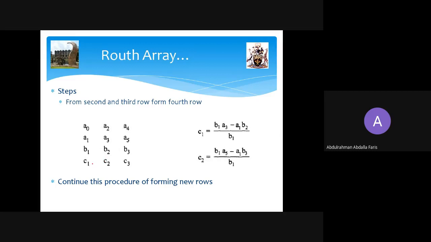Forming rows, like in here, C1, you go to B1, A3, and A1, B2. And then you divide by B here. For C2, like that, so B1, A5, A1, B3, divide by this. And you form this row. So you continue forming these rows. That's how we make the Routh array and a Routh table.